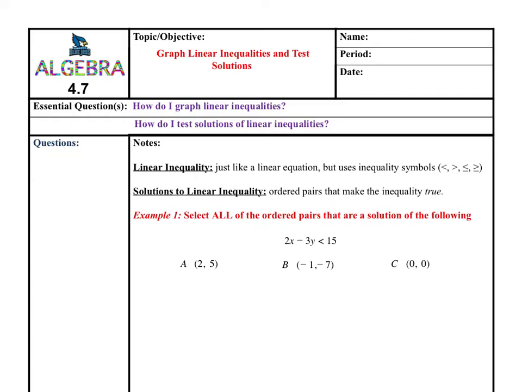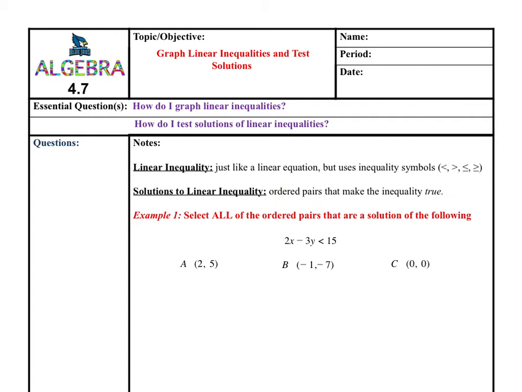The last part of our unit is graphing systems of linear inequalities. So today we're just going to talk about how to graph a linear inequality. No systems today. Just like a normal equation of a line, we'll graph this just the same, but instead of an equal sign, you will see inequality signs. And just like with equations, your solutions are whatever makes the inequality true.